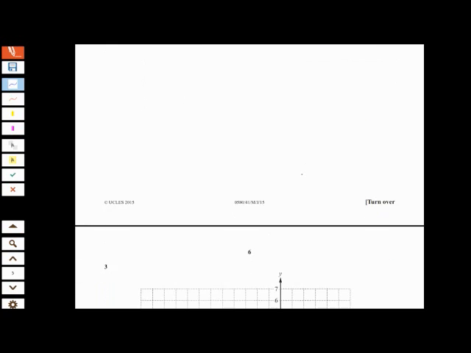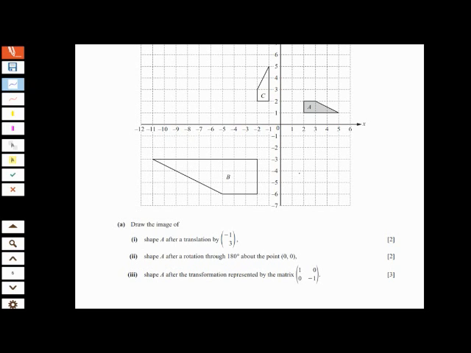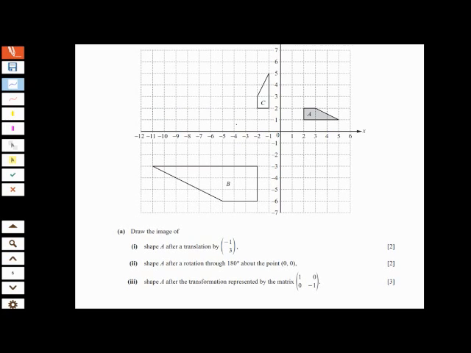Okay. Draw the image of shape A after translation by negative 1, 3. Alright, go to each point, and go negative 1, which is to the left, and then 3 upwards. 1, 2, 3. So here's the first point. Same thing here, 1, 1, 2, 3. That's the second point. Same thing here, 1, 1, 2, 3. That's the third and fourth. Connect the lines, and you get your shape after translation.